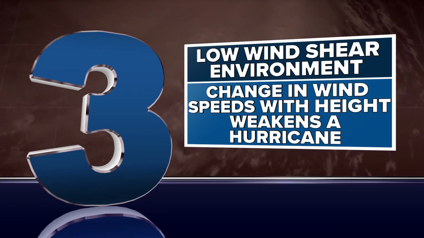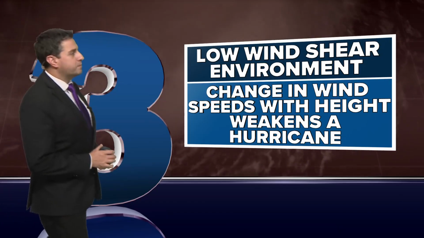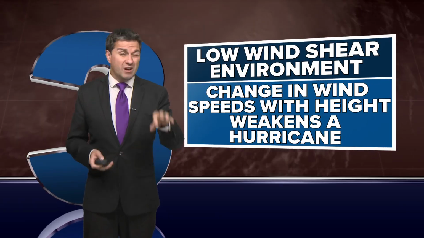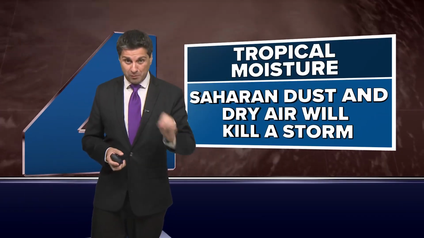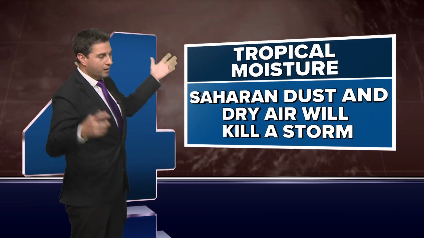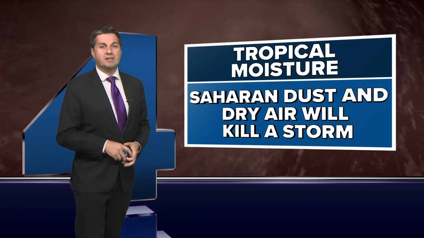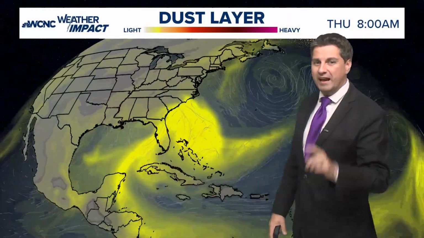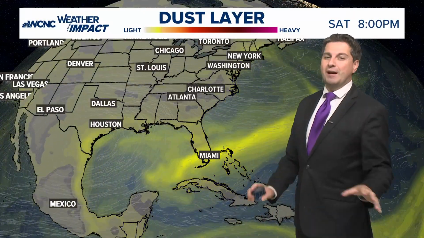Also, you need low wind shear. Wind shear is the change of wind speed and direction with height. If it's super strong up above, it can really cut into the development. They're really fickle creatures. They like everything to be just right. And tropical moisture, a plume of moisture, is needed. Once you get Saharan dust, which we have, that'll often kill a storm, and that's exactly what this one is really fighting against.